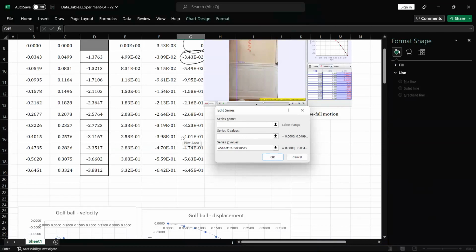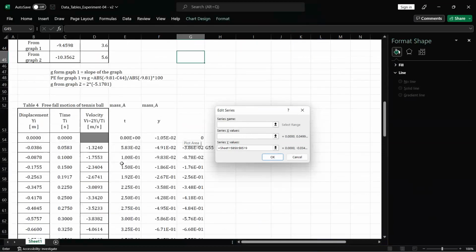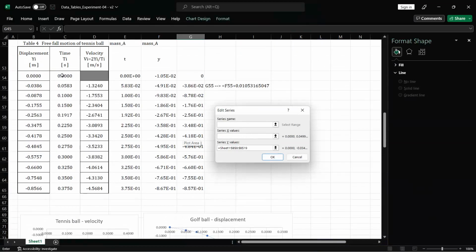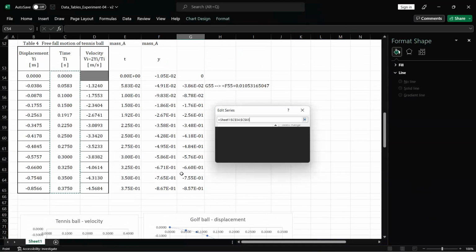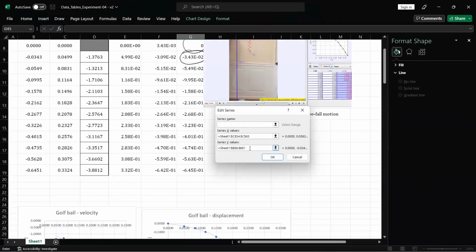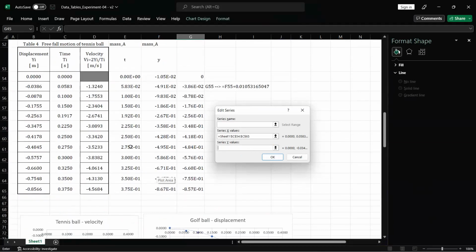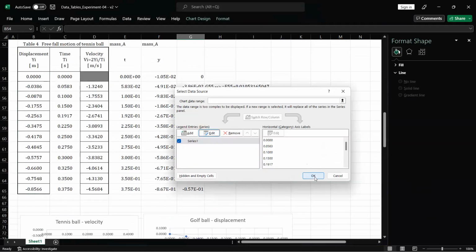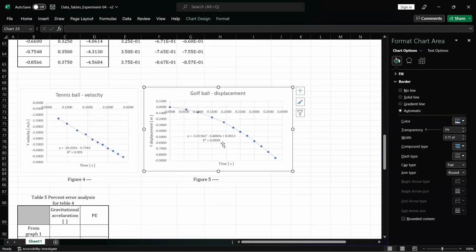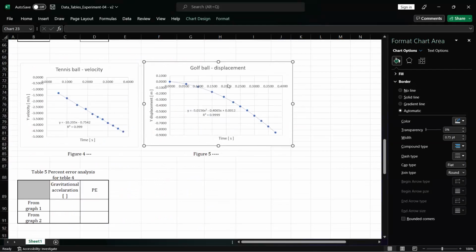Delete anything on the X values and scroll down to table six, select time starting from 0. Delete anything on Y, scroll down to table six, and select column B starting from 0. That is displacement. Click OK, click OK again. Then you don't need to do any other editing, it automatically fixes. The only thing you need to do is get rid of golf and type tennis there.